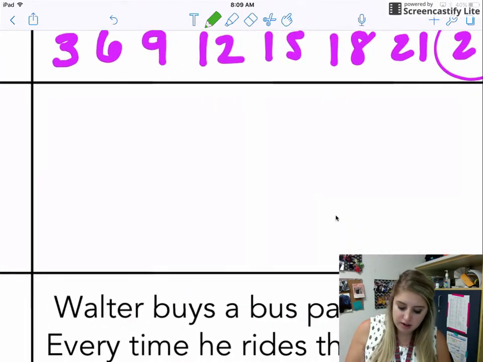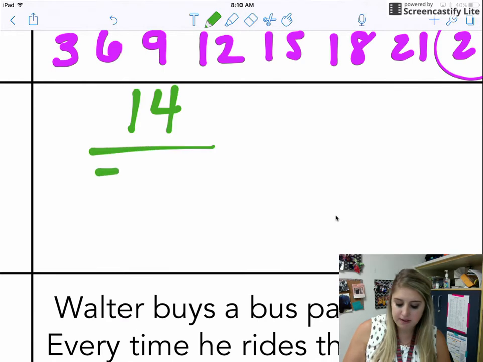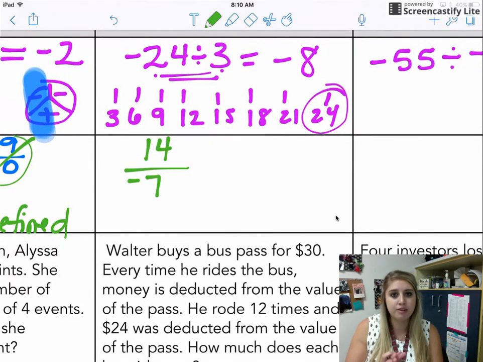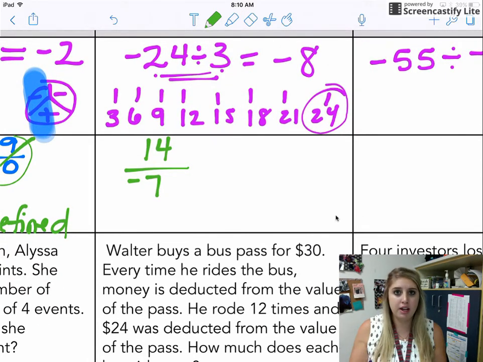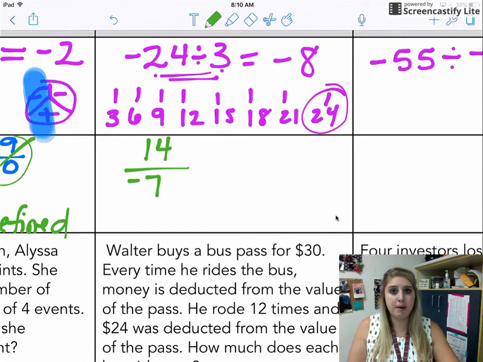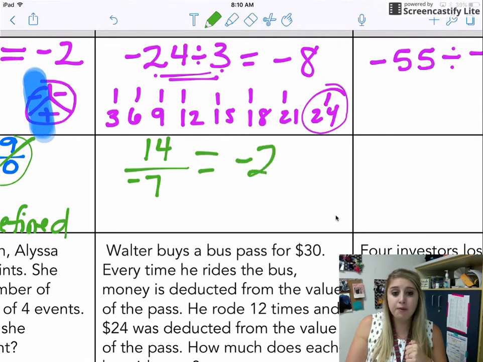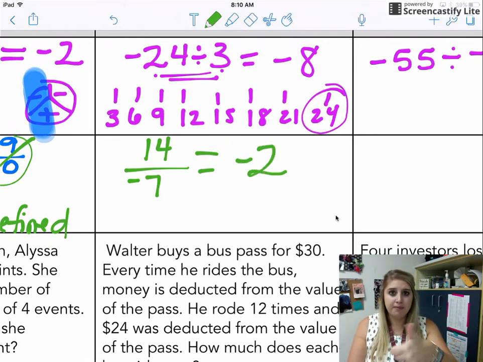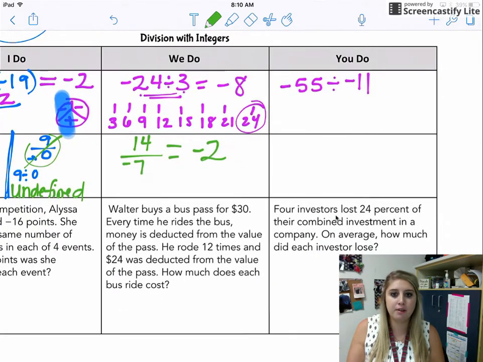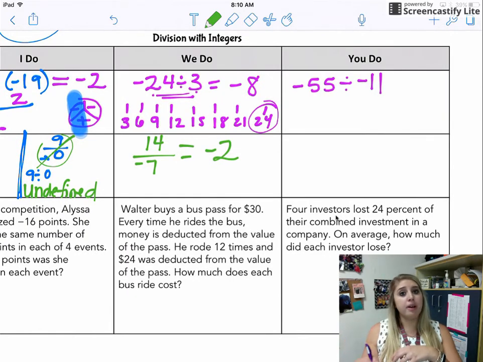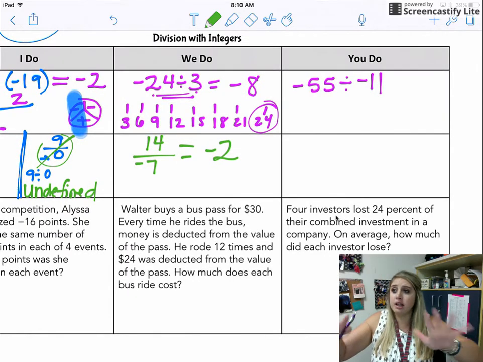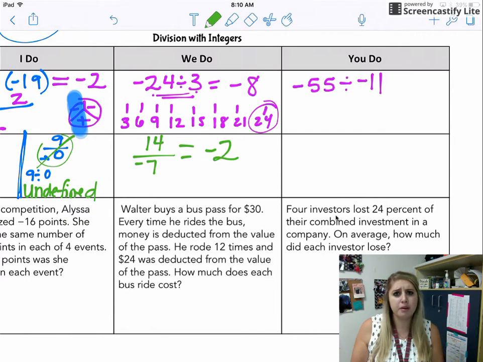What I would like you to try is 14 divided by negative 7 in the next box. Pause the video, you try it, and then we'll talk about it. I have a positive divided by a negative. Hopefully you got negative 2. Are we good? I hope we're doing okay. Again, if you are struggling at any point, what I want you to do is just pause, go sit with me, and I'll work one-on-one with you, okay?